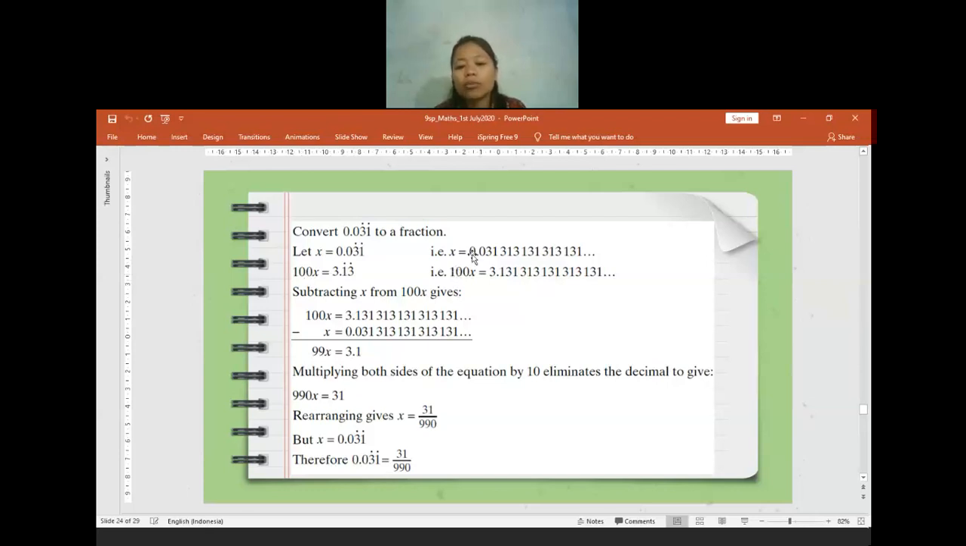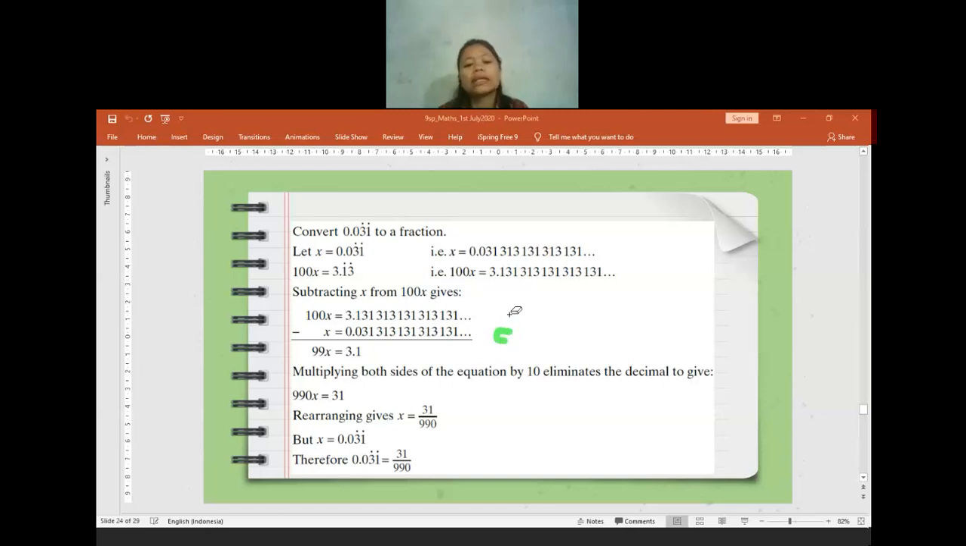I need to find the 100x. So when I multiply it by 100, it will equal 3.131313 and so on. And then we write it as a subtraction, starting from the bigger one and then the smaller one. So we can cancel out the decimal. The one that is left over is 3.1, which equals 99x. Because when it is a fraction, it's not nice to have a decimal in it, so I will multiply everything by 10. So it will be 990x equals 31.